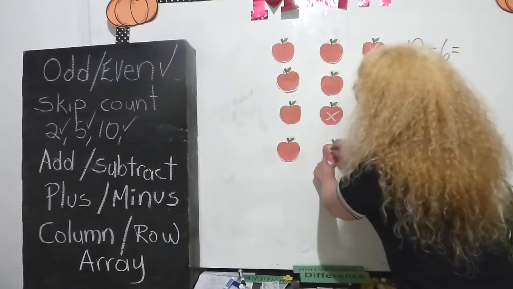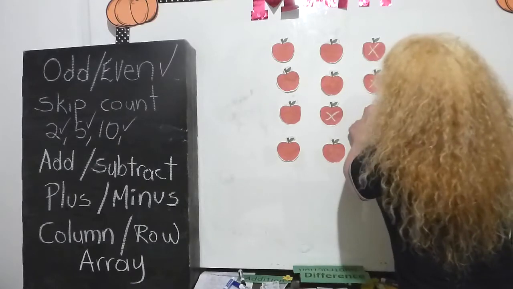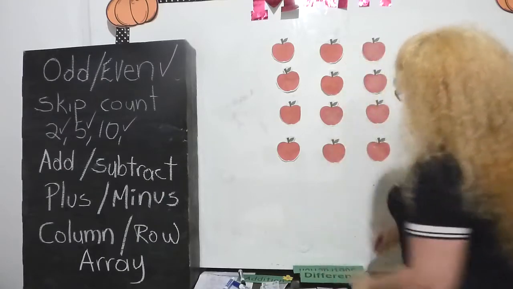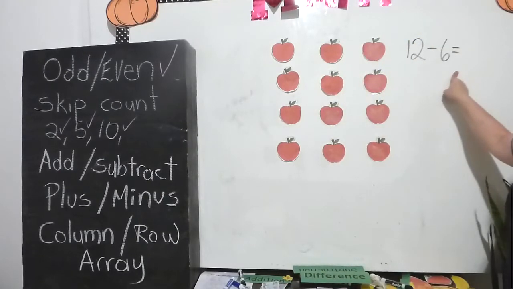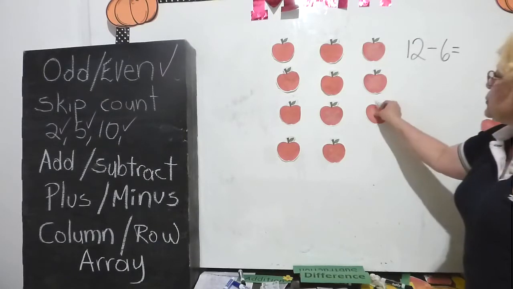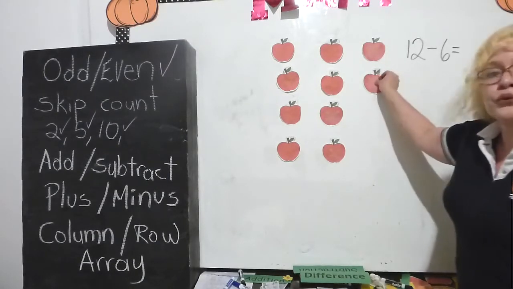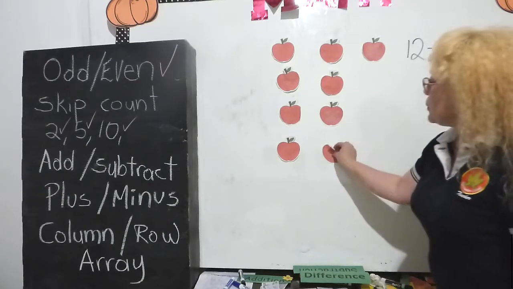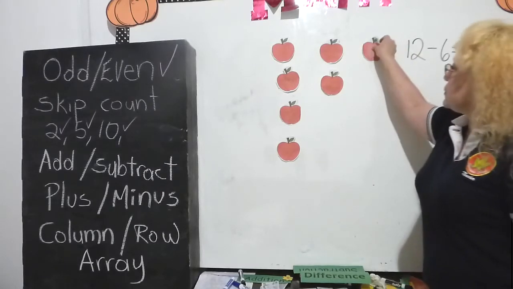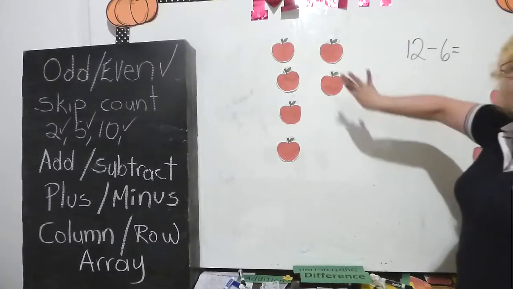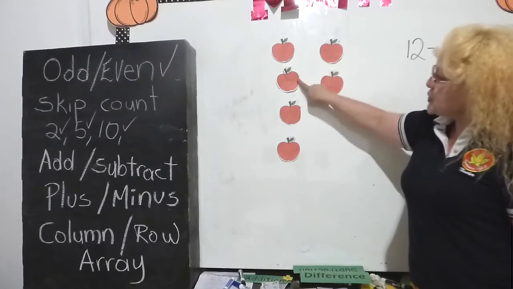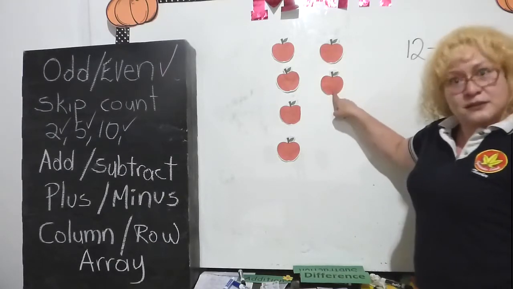Okay. There's another way of subtracting. When I tell you, you take away, I am going to take away how many? 6. So 1, take away 2, 3, 4, 5, 6. I took away 6. How many do I have left? 1, 2, 3, 4, 5, 6. Get it?